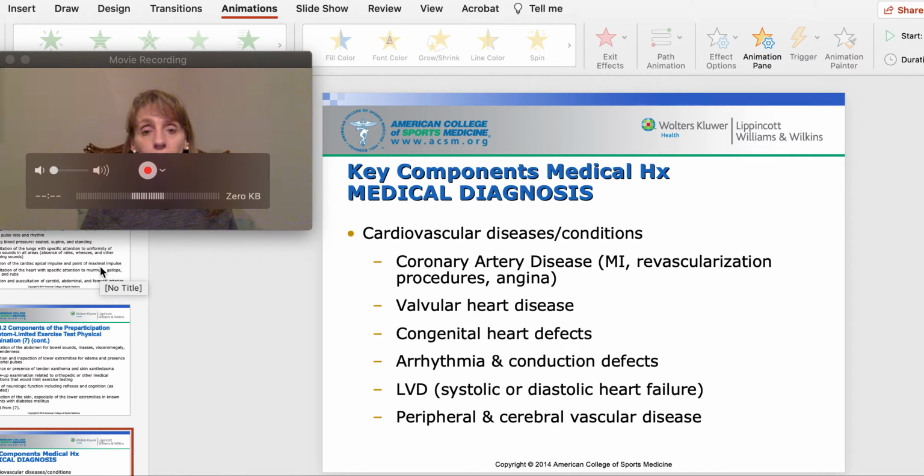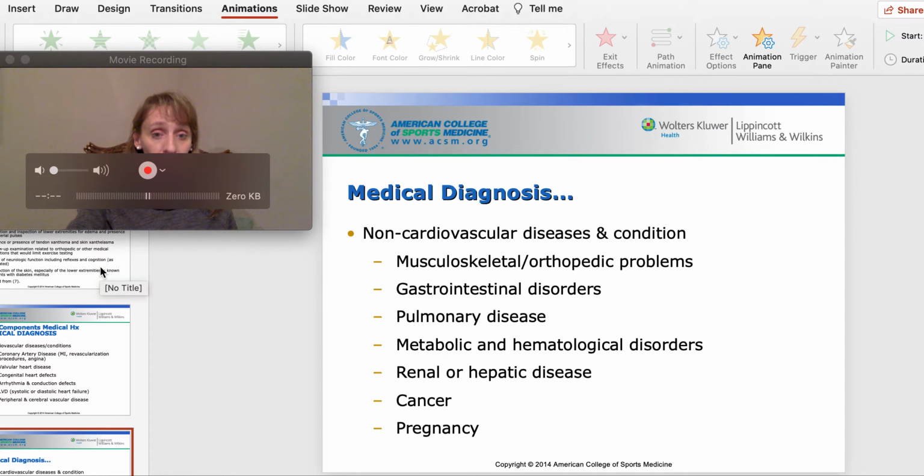So when you're talking about the medical diagnosis, I had that on an earlier slide, we're looking at what is your diagnosis. Most commonly, it's going to be CAD, heart disease, MI, revascularization, open heart, stent, a valve, could be congenital, a rhythm, left ventricular dysfunction, or they could have PVD, peripheral vascular disease, that's a hardening in their legs, or CVD, which is a stroke. So it could be a combination of them, or it may just be one as well.